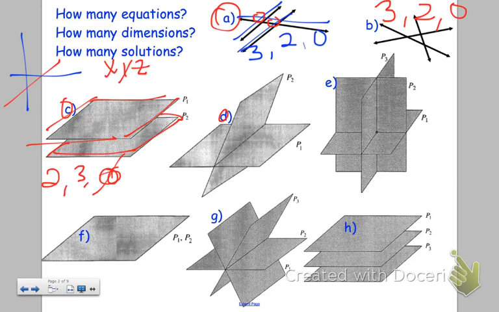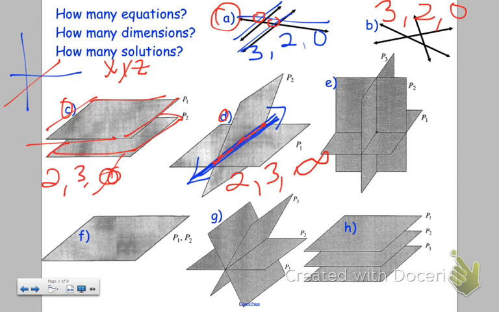This has 2 equations because there are 2 different planes, 3 variables or 3 dimensions, and there are infinitely many solutions because the solution is where the graphs cross, and both of them cross at that one line. That line is an infinite number of points that are all solutions to the system.